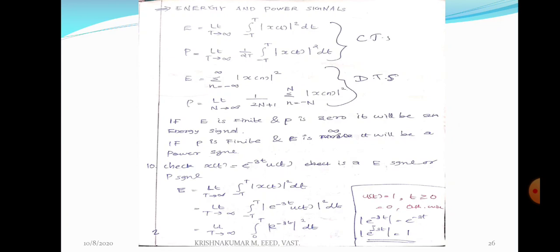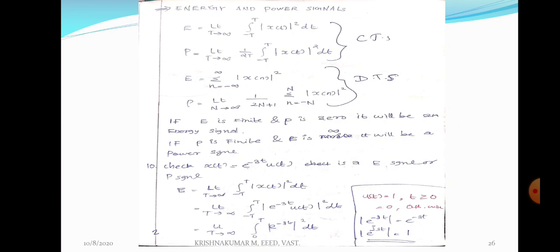അതല്ല നമ്മളുടെ പ്രോബ്ലം. നമുക്ക് ചെക്ക് ചെയ്യണം whether the given signal is energy signal or power signal. x of t is equal to e raised to minus 3t u of t. We need to check whether the given signal is energy signal or power signal. E is equal to limit T tends to infinity integral minus T to T mod x of t whole square dt. So first of all, I am going to check the value of energy of the given signal.